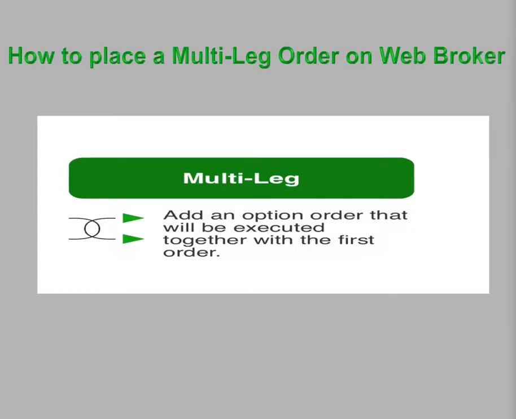Hello and welcome to this tutorial about how to place a multi-leg order on Webworker. A multi-leg order allows you to add an option order that will be executed together with the first order. In December 2016, TD Direct Investing became the first bank-owned brokerage in Canada to enable traders to define a series of multi-leg strategies in a single order on both Webworker and Advanced Dashboard platforms.